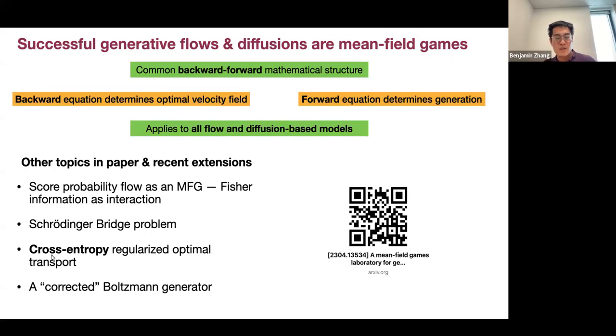And there are some other interpretations of optimal transport, such as cross-entropy regularized optimal transport, because once you view score as a mean field game, there's also another interpretation as cross-entropy regularized optimal transport. And if you know about Boltzmann generators, we suggested a fix for them in some sense. They're not very well posed.